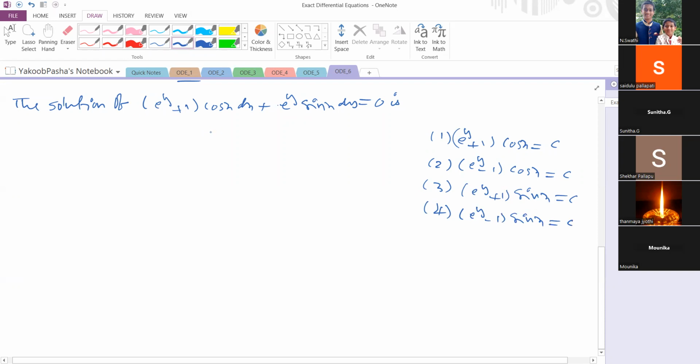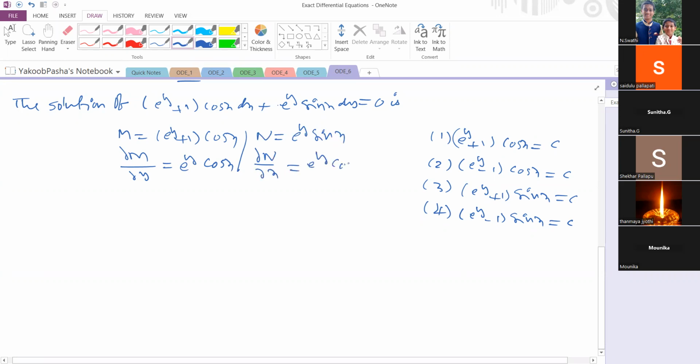So compare this differential equation with M dx plus N dy. Here M value is (e to the power of y plus 1) into cos x, and to partially differentiate this with respect to y, we get e to the power of y, differentiation of e to the power of y, cos x is constant, differentiation of 1 is 0. Similarly, here N is equal to e to the power of y into sin x, and differentiating this with respect to x, we get ∂N/∂x is equal to e to the power of y into cos x. Both are equal.